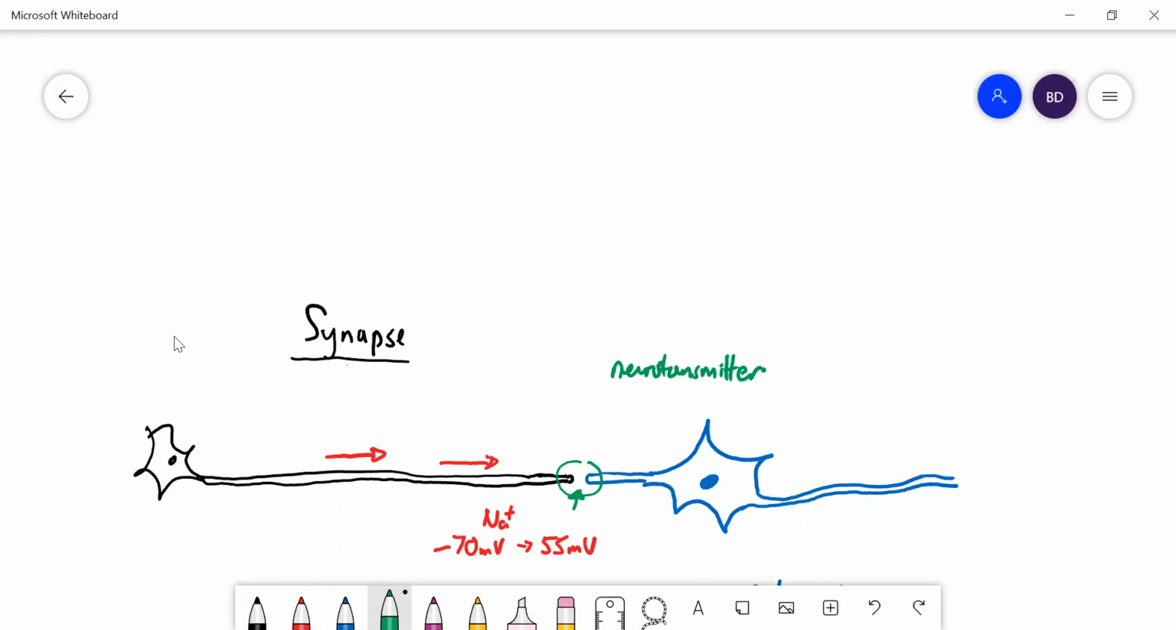Okay, and the neurotransmitter, there are several different ones, but we're going to talk about acetylcholine, which is one of the best characterized neurotransmitters. And that's a small molecule which diffuses across that gap and triggers an action potential in this second cell here. So you get another action potential in there, and that will then move along. Okay, so let's see in more detail how that's done.